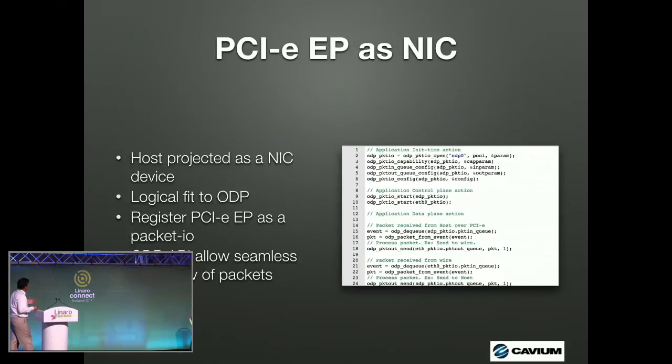So based on that, I will illustrate to you two code sequences that show how we managed to use the ODP API to handle those two situations. The first one is the simpler one because ODP is a networking data plane API, so it was easy to project the host as a NIC device. So that's what we've tried to do.